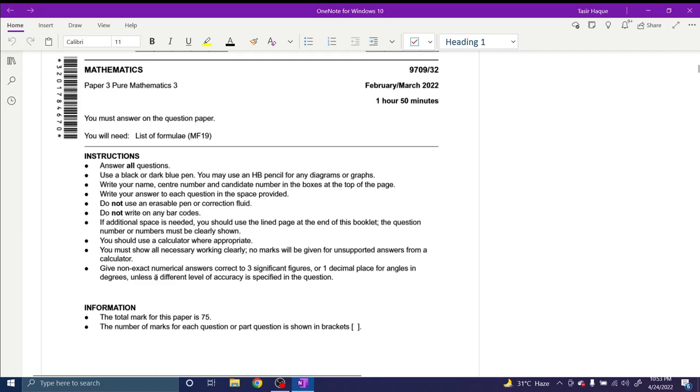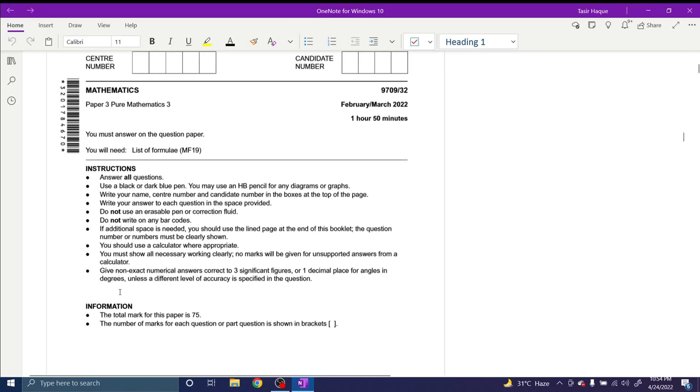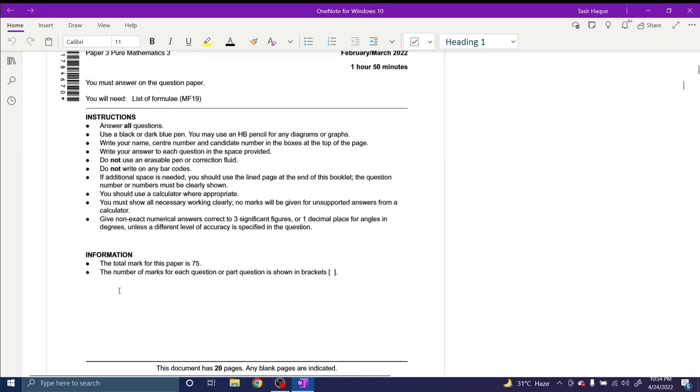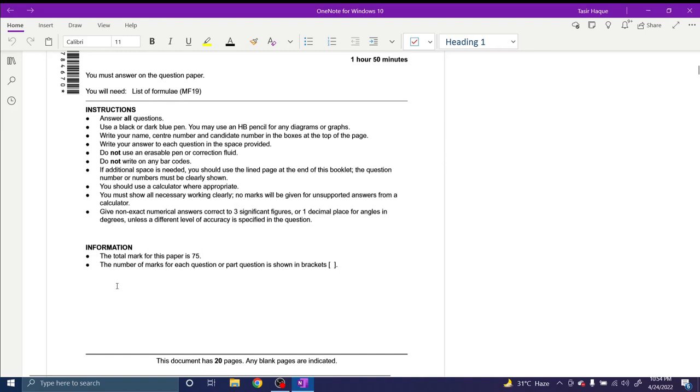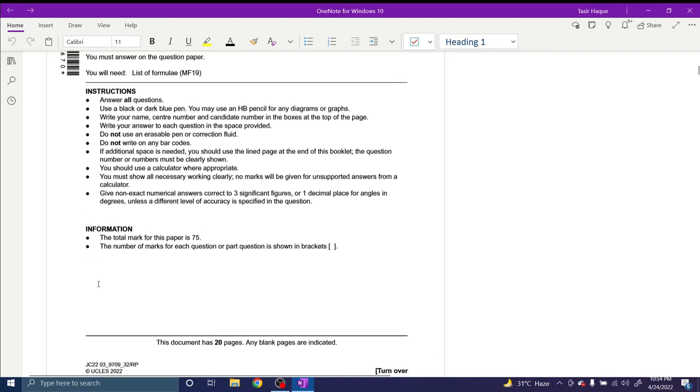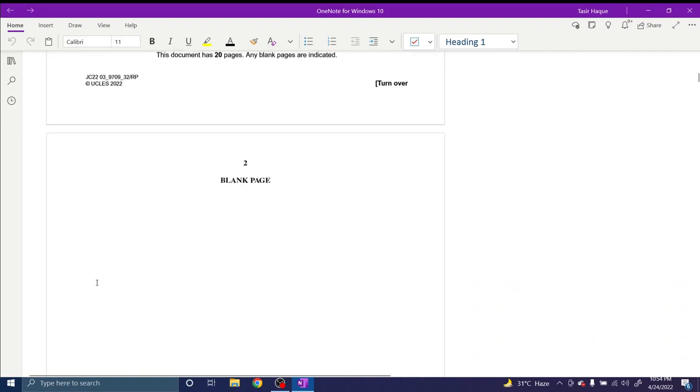All non-exact numerical answers have to be given to three significant figures, and one decimal place for angles in degrees, unless a different level of accuracy is specified in the question. Also, you need to show necessary working, and radians. Answers in radians have to be given to three significant figures as well if they're non-exact.